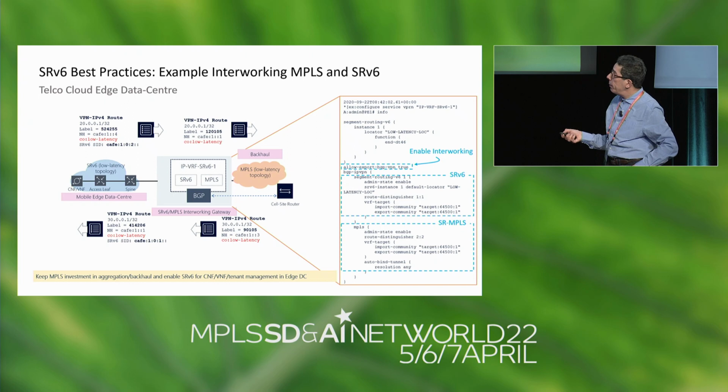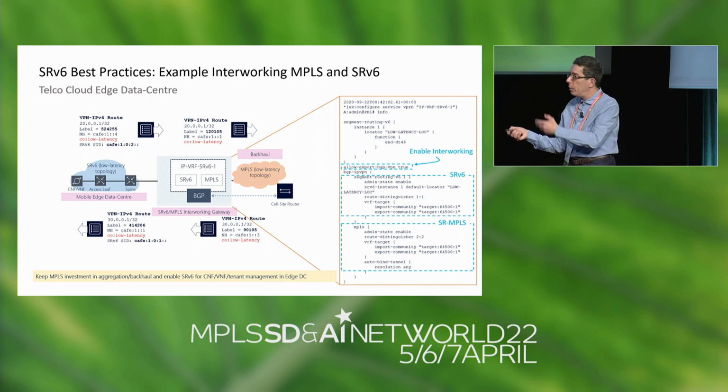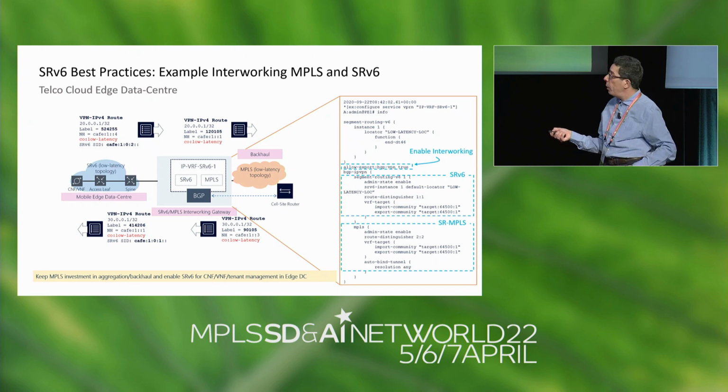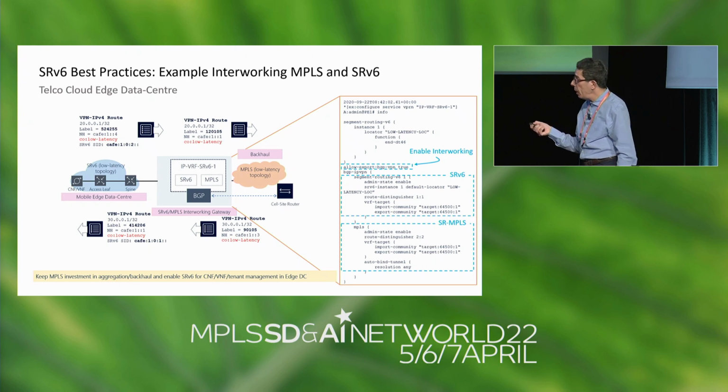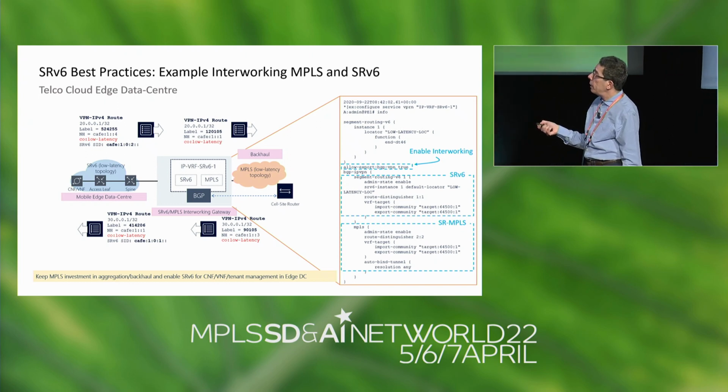So for instance, if you are deploying a telco, or in this case a telco cloud data center or mobile edge data center, that's IPv6 only. You can use SRv6 for VPN services for tenants as well. And so if you introduce SRv6 here, then you can still keep your investment in your backhaul network, as with MPLS, and have the gateway function that allows you to convert from MPLS to SRv6. So this is actually very nice.